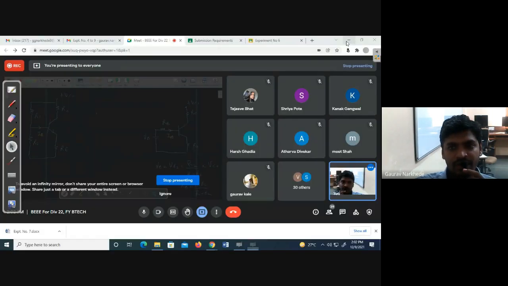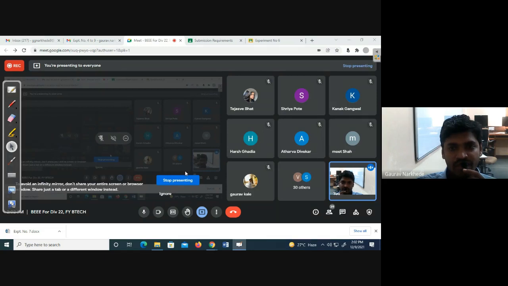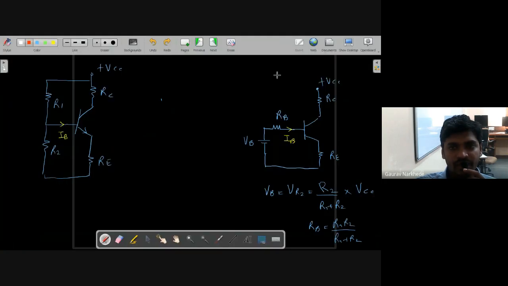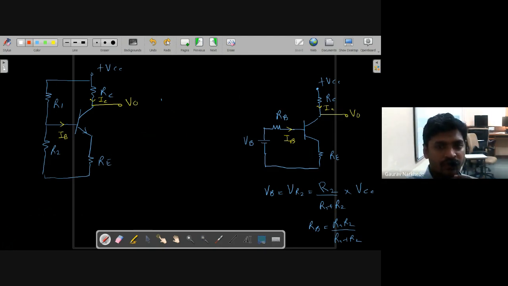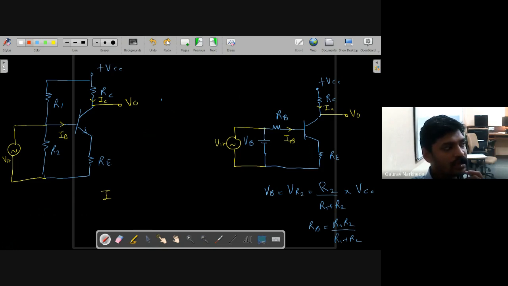and the current flowing in the collector is IC. And let me take the output voltage at the collector terminal, that is V naught. Then to this circuit I will apply the external signal which I need to amplify. What signal we need to amplify is nothing but your AC signal, so I'm representing it with this sine wave. So this AC signal we need to amplify.